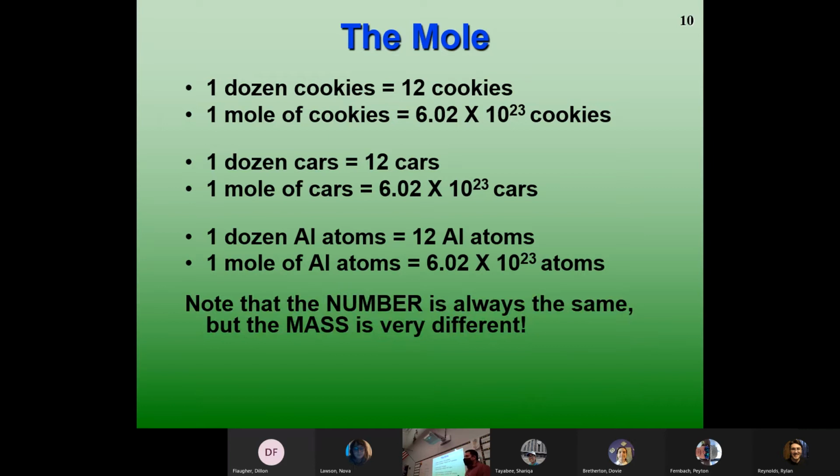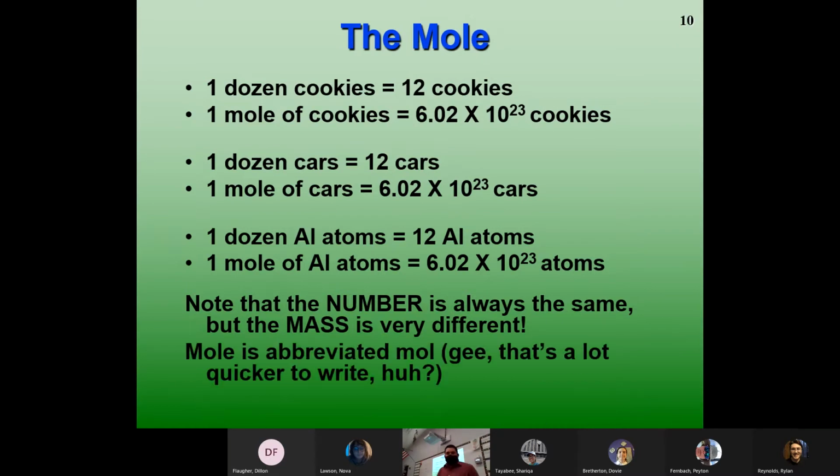Note that the number is always the same, but the mass is very different. The mass of 1 mole of cards is going to be totally different than the mass of 1 mole of aluminum, or 1 mole of the cookies. And that's what we're going to work on today, is figuring out the masses here.